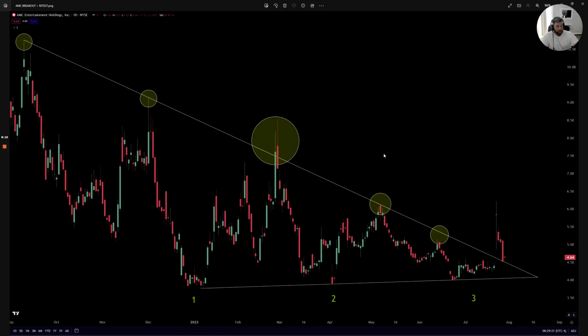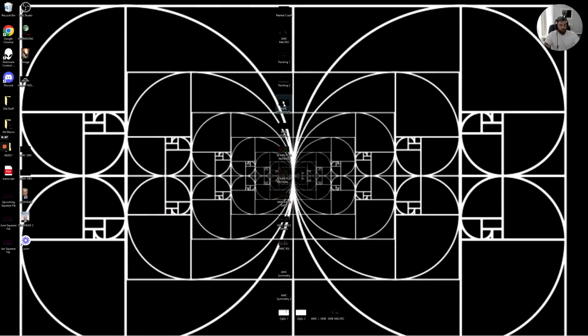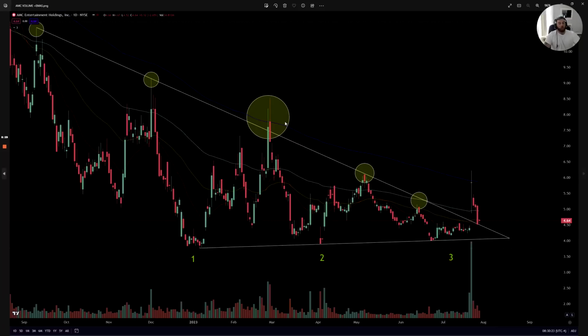Just from a technical standpoint, this is a perfect move. It's a perfect breakout, perfect retest. I'm expecting upside off of this in a very, very drastic way. Let's take a look at the volume on this move.